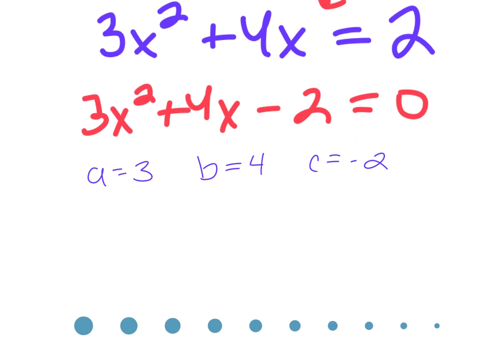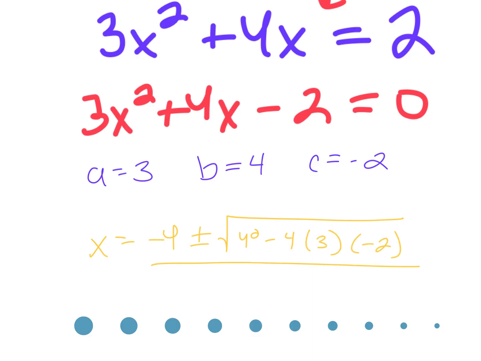All right, let's do the quadratic formula. X equals -b, so -4, plus or minus the square root of b squared, 4 squared, minus 4 times a, which is 3, times c, which is -2, all over 2 times a, which is 2 times 3.